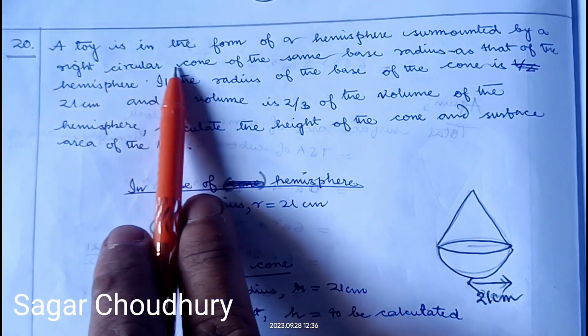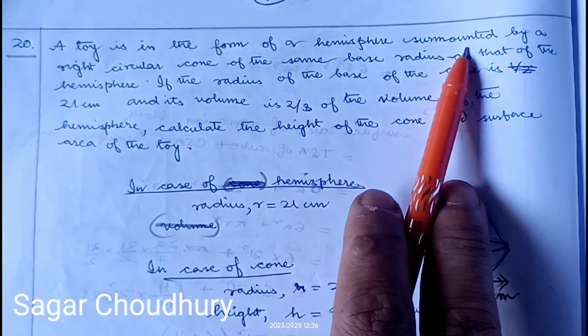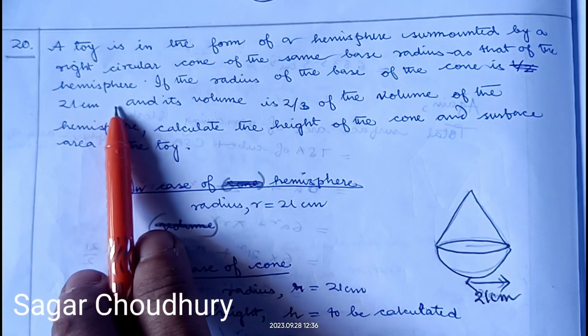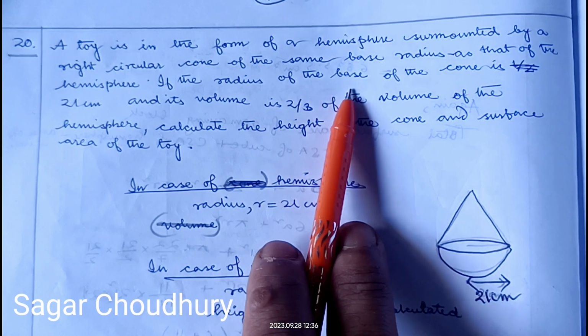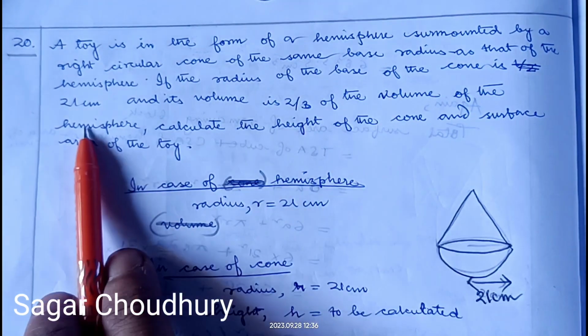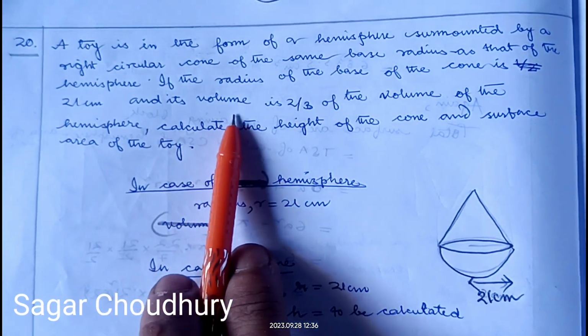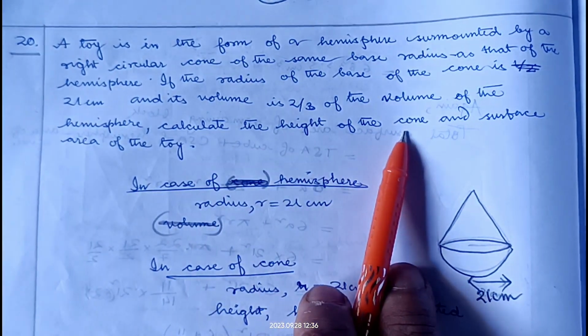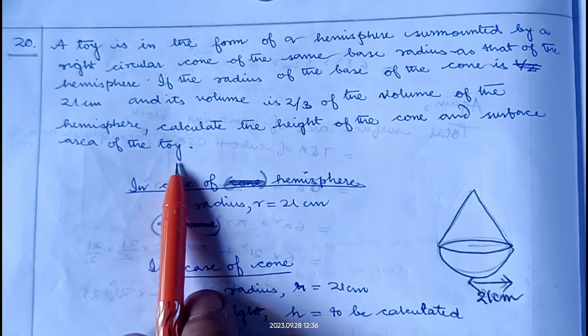20. A toy is in the form of a hemisphere surmounted by a right circular cone of the same base radius as that of the hemisphere. If the radius of the base of the cone is 21 centimeter and its volume is 2/3 of the volume of the hemisphere, calculate the height of the cone and surface area of the toy.